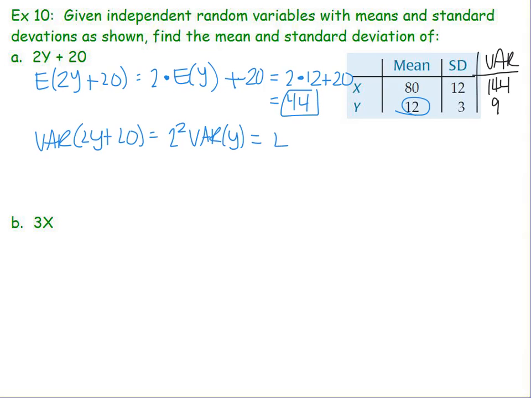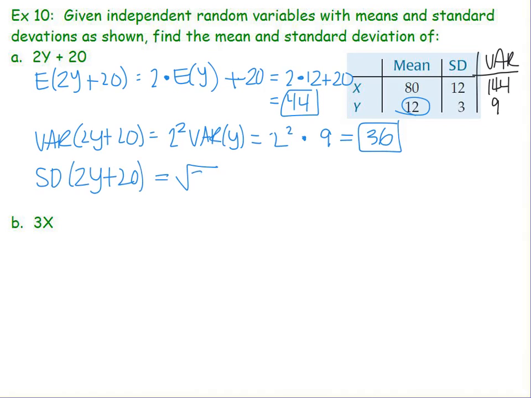So we're going to do 2 squared times, and the variance of y is 9. 2 squared is 4, and 4 times 9 is 36. And finally, we need the standard deviation of 2y plus 20, and the square root of 36, hopefully everybody knows, is 6.